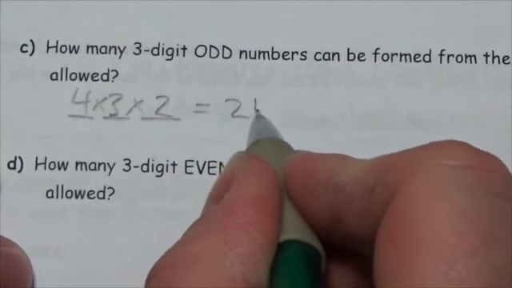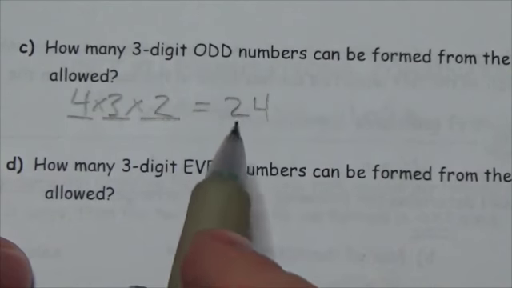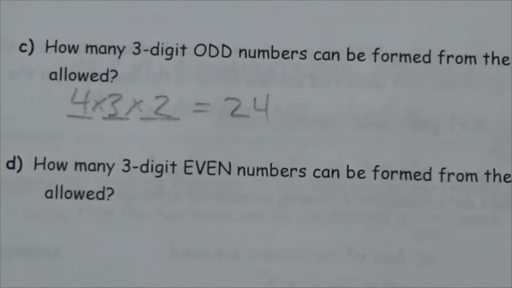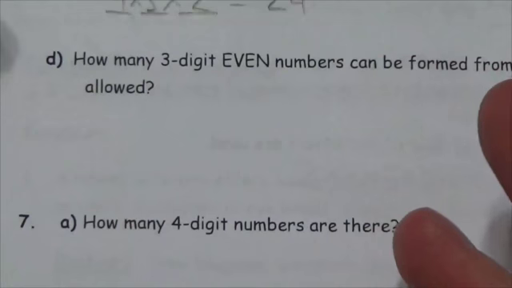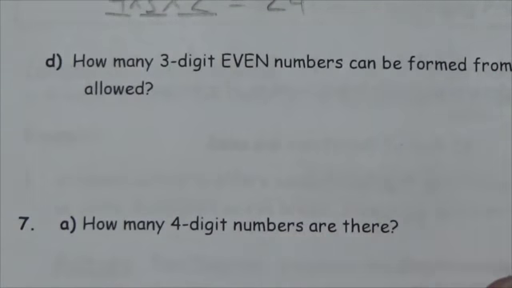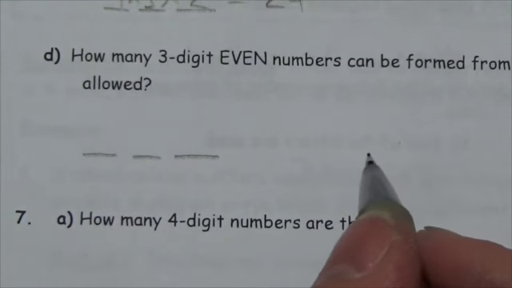And so altogether, what we get here is that there are 24 different 3-digit odd numbers that I can create from the digits that are provided. How many 3-digit even numbers can be formed from the same group of numbers if repeats are not allowed? Now this question is really just in many ways the opposite of what we just did. Instead of coming up with an odd number, we're going to come up with an even number. Again, we've got 3 subtasks to accomplish here.